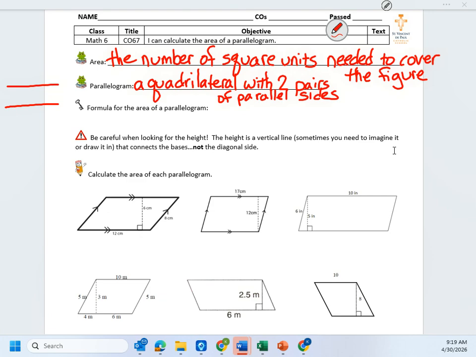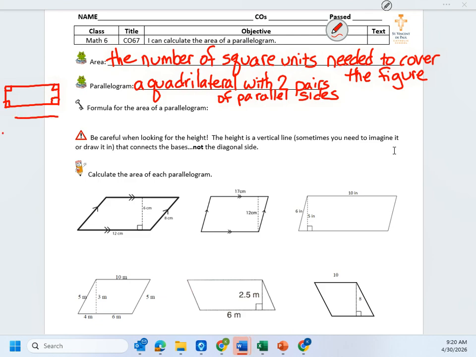So a rectangle has two parallel sides on top and two parallel sides on bottom. And we talked yesterday how they also have four right angles. So a rectangle is a special type of parallelogram because it has parallel on top, parallel on the sides, but it's got those right angles. So that's the rectangle.